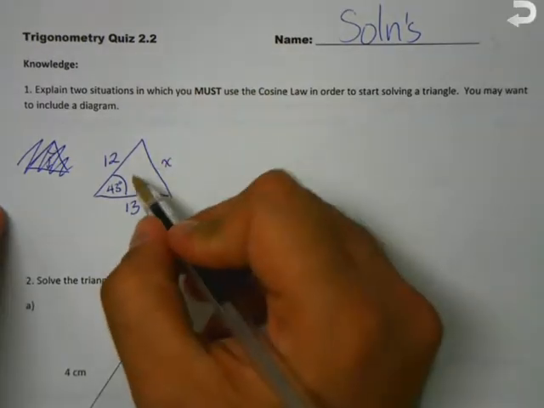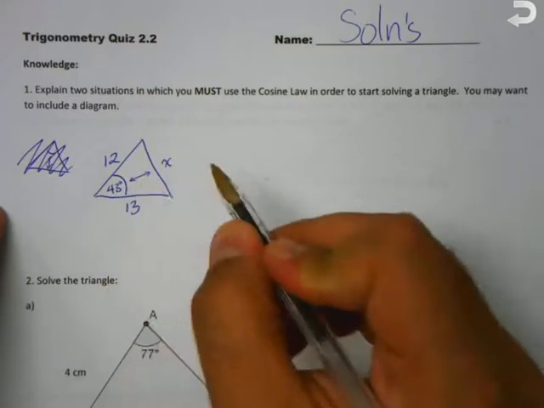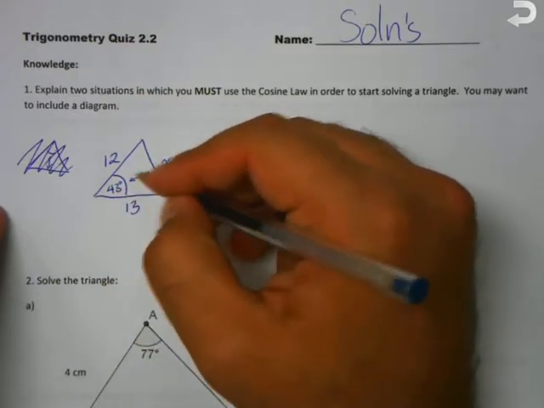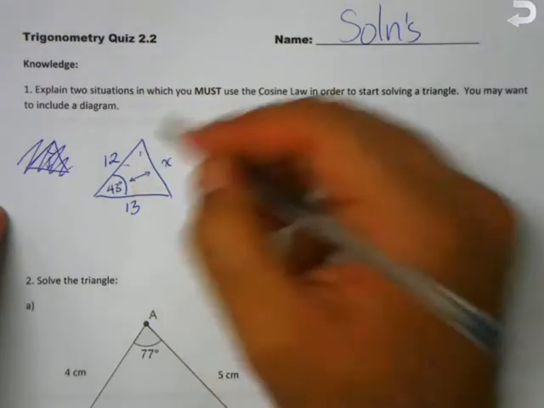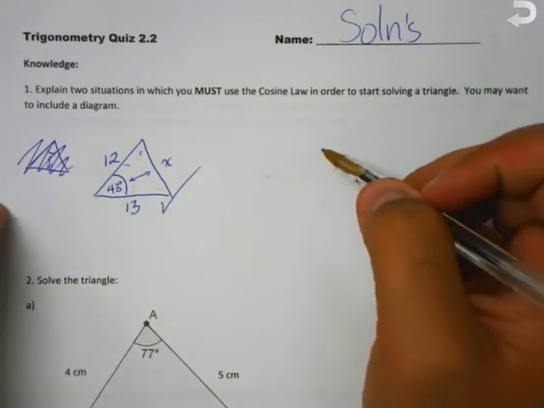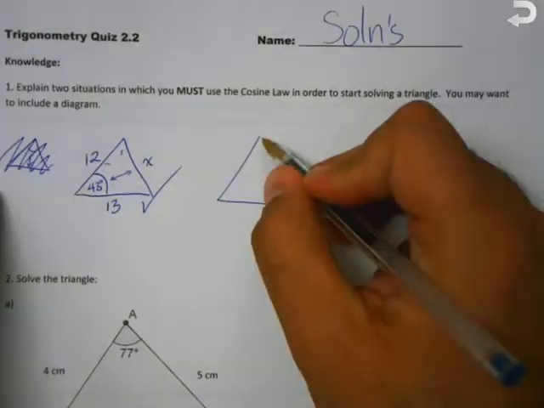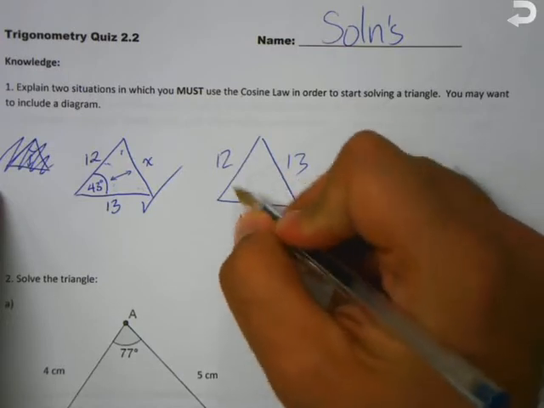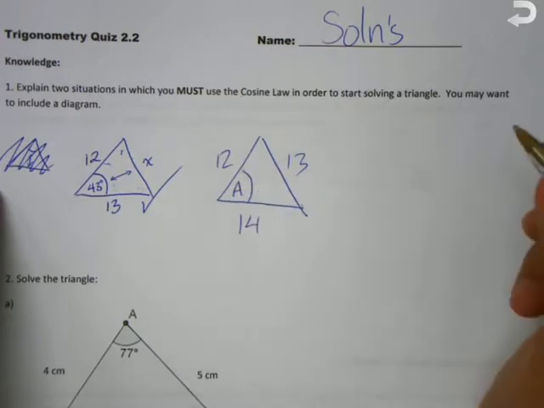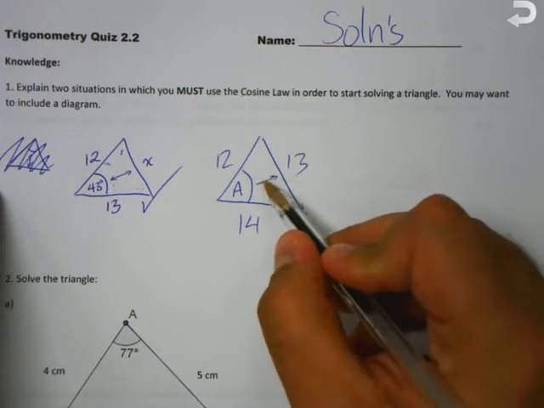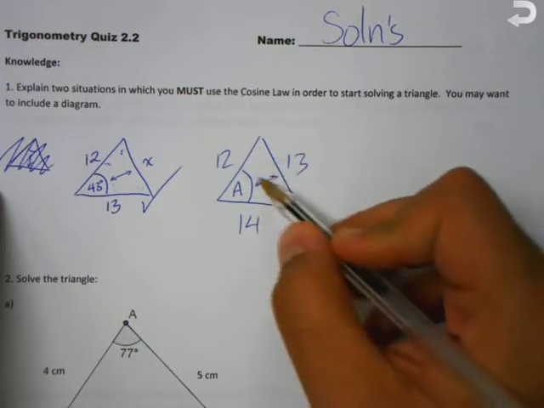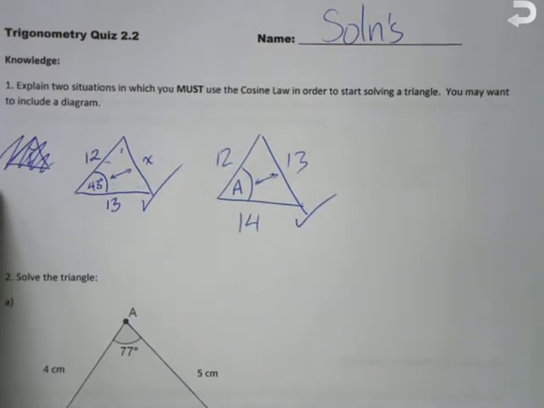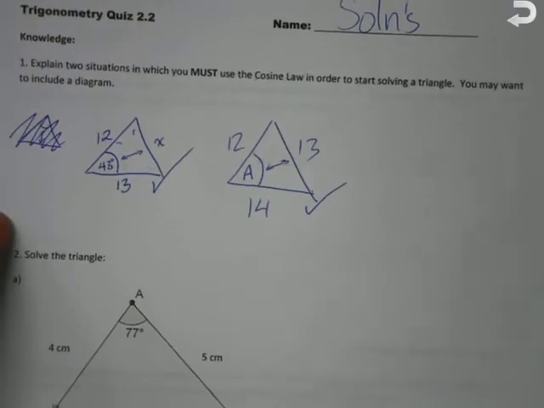See how here I don't have a complete ratio. So here I don't have a complete side and an angle. Here I don't have a complete side and angle, and here I don't have a complete side and angle. So that's a good place to use the cosine law. And then the other case was, for example, if I knew 12, 13, 14, and I wanted to know that angle, right? Again, because I don't have a complete side and angle. So these two are the cases where we really need to use the cosine law, okay?